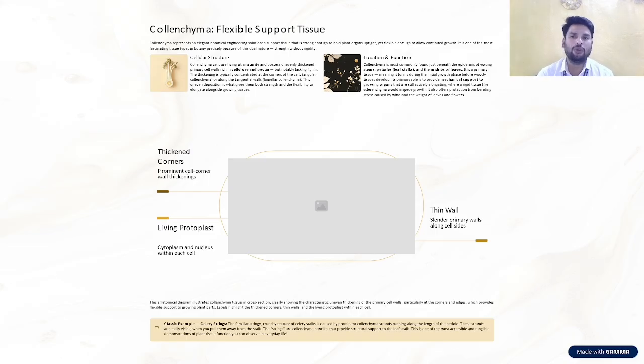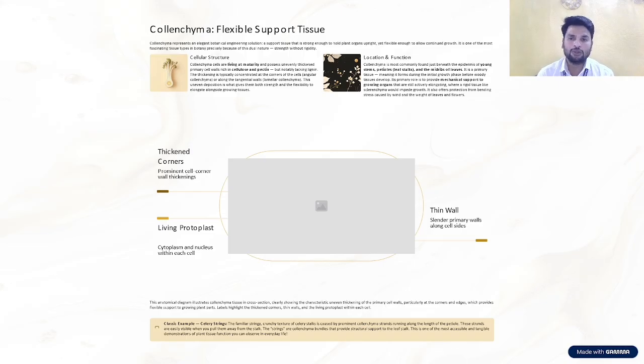Location of the collenchyma tissue. Collenchyma is mainly found just beneath the epidermis of the young stem, in the petiole or leaf stalk, and the midrib of the leaf. It is a primary tissue, meaning it is formed during the initial growth phase before the woody tissue develops. Its primary role is to provide mechanical support to growing organs that are still actively elongating, where rigid tissue like sclerenchyma would impede growth. It also offers protection from bending stress caused by wind and the weight of leaves and flowers.